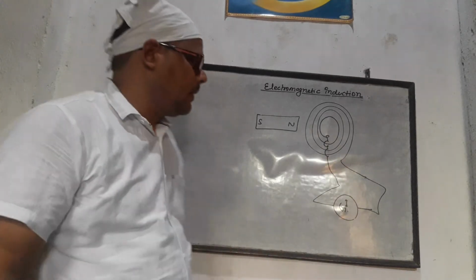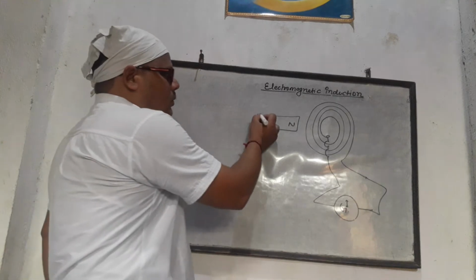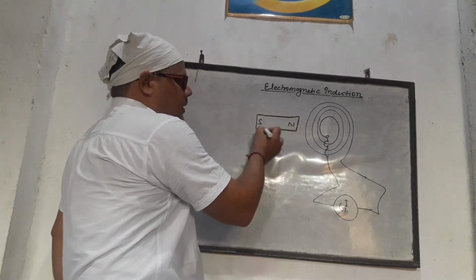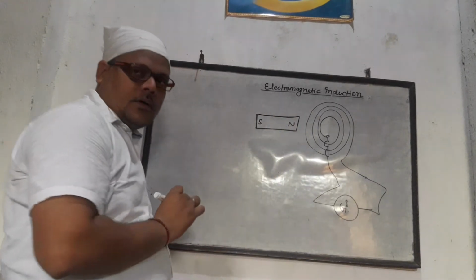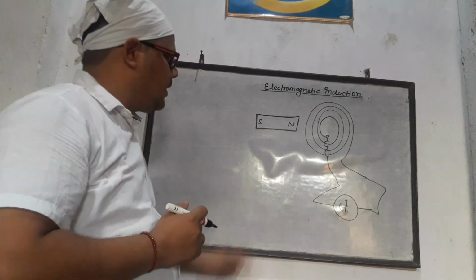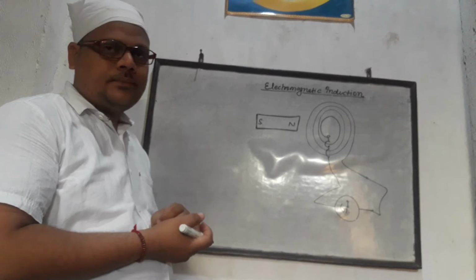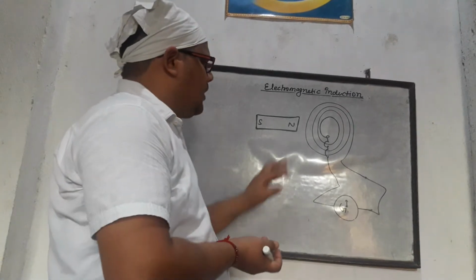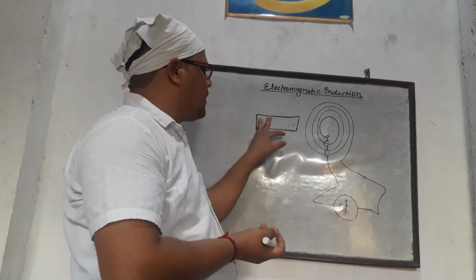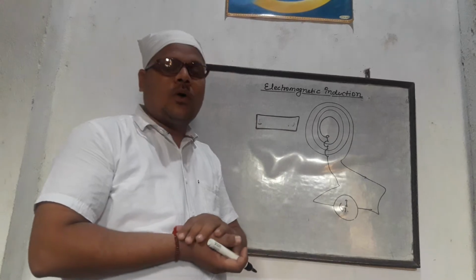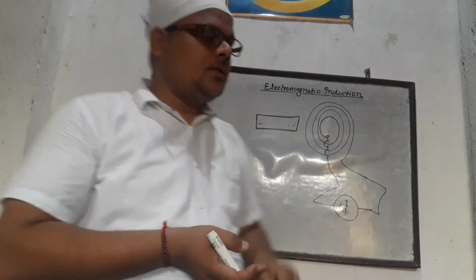Okay, and now it is the permanent magnet. It is also known as the bar magnet, and it has two poles, north and south. Clear? There is no issue of north and south poles, okay? Because we want to learn only electromagnetic inductions.